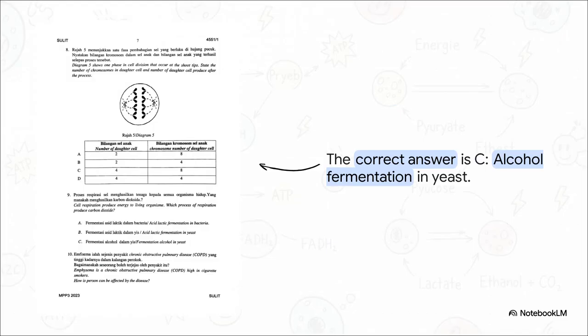So armed with all that structured knowledge, let's look back at our Terengganu trial question. It asked, which process produces carbon dioxide? Well, option A and B both suggest lactic acid fermentation. But we now know as a hard biological fact that lactic acid fermentation produces only lactic acid. Actually, scratch those entirely. We can confidently eliminate them, which easily makes option C, alcohol fermentation in yeast, the only correct answer, because it produces both ethanol and carbon dioxide.